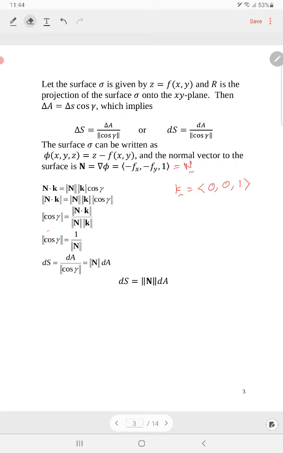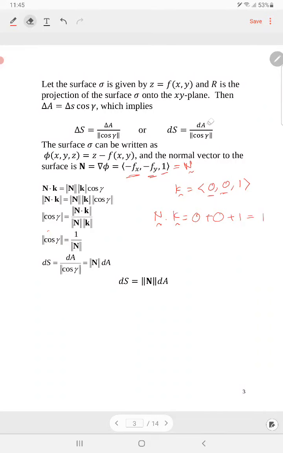And when you dot n and k, so this is our n, that's the normal vector to delta s or ds, and this is our k. When you dot the two vectors, n dot k is going to be a scalar. So x component multiplied with the x component is 0. Y component multiplied with the y component is 0. Z component multiplied with the z component is 1. So n dot k is equal to 1. Simplifying, magnitude of cos gamma is equal to 1 over magnitude of n.